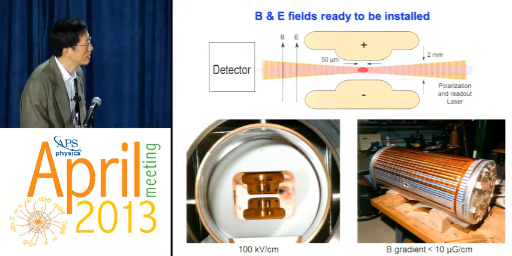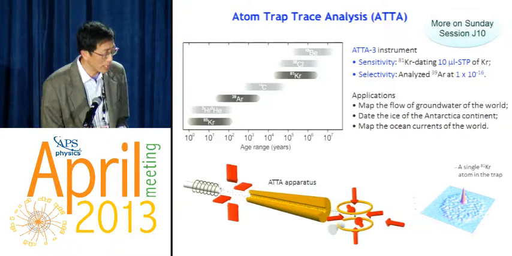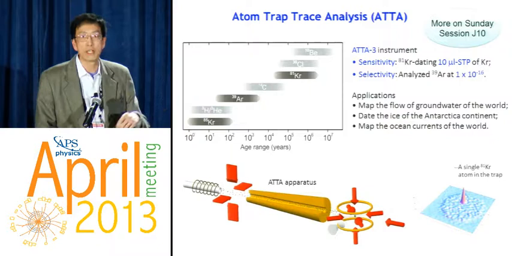Finally, let me show you yet another direction the laser trapping of radioactive atoms has taken us. It was totally unexpected by us when we started working on this. We were all thinking about radioactive atoms produced in accelerators. But of course, radioactive atoms exist in nature, in the environment as well, produced by cosmic rays or by other human activities.